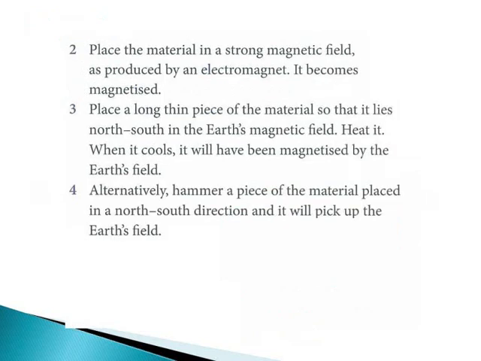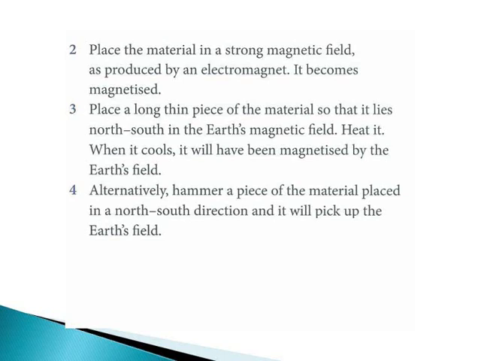The second method is to place the material in a strong magnetic field. So the first is stroking a material with a permanent magnet, and the second is using a strong magnetic field. Strong magnetic fields are produced by an electromagnet. If you put any material in a strong magnetic field, it becomes magnetized.